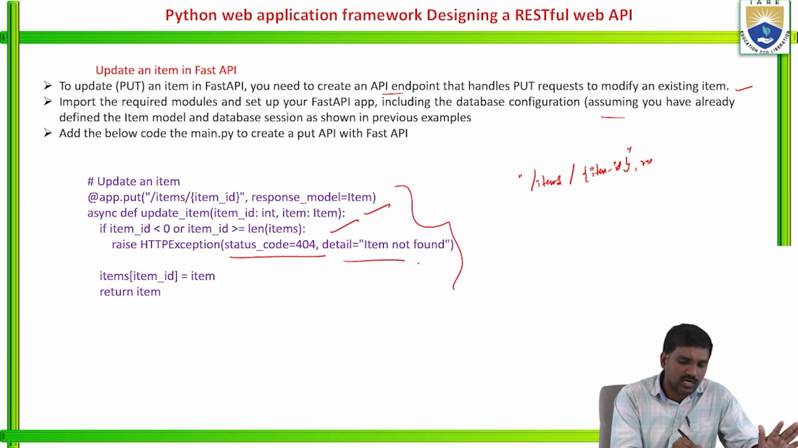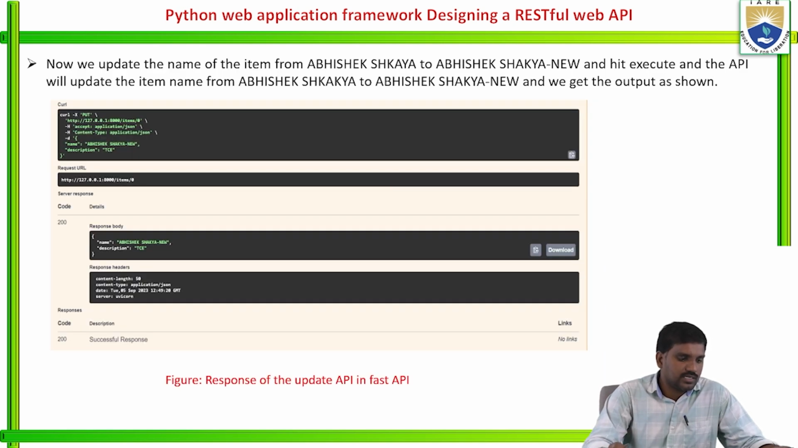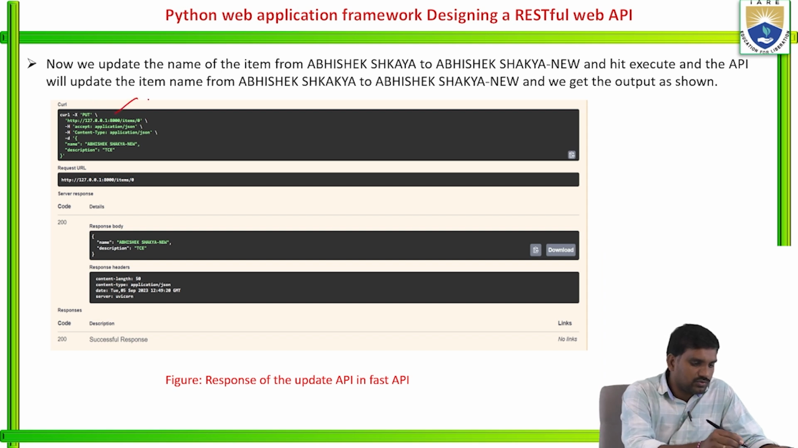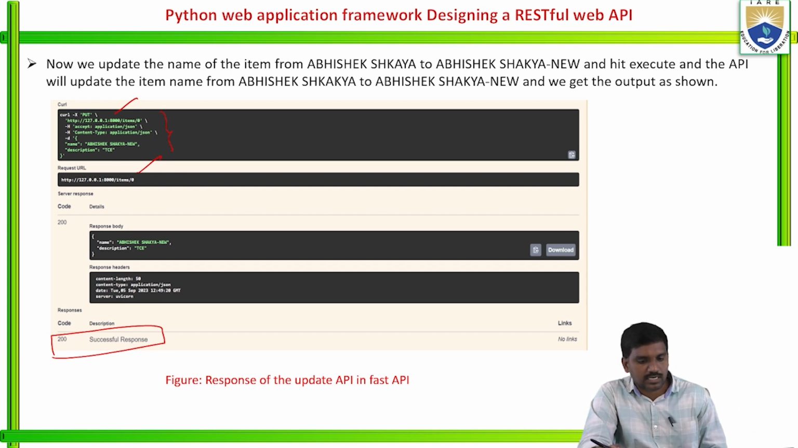Status code 404: if you get the 404 code, it is item not found. If you get the 400, it is a bad request. Finally you can return the item as per the code. So this is the update. Now we update the item. When you click on execute, the response is updated from the API. Here we put the same values, the request URL. Finally we got the request code 200, a successful response from the server to the client.